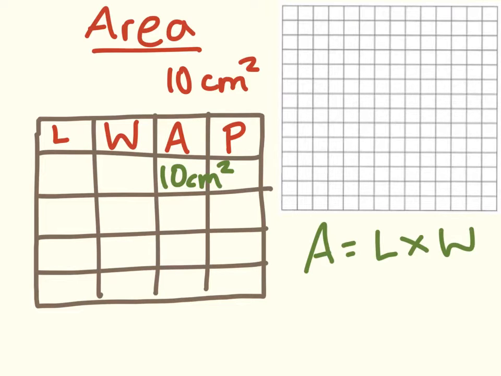So what times what equals 10? Well, 1 times 10 equals 10. So I'm going to draw that. 1 long and 10 wide. And there is a rectangle with an area of 10 centimeters squared. Awesome. Let's double check. 1, 2, 3, 4, 5, 6, 7, 8, 9, 10.